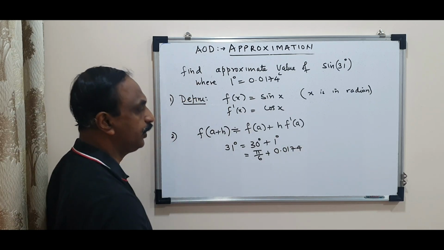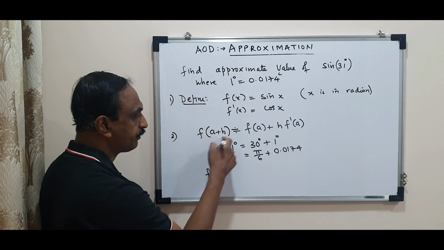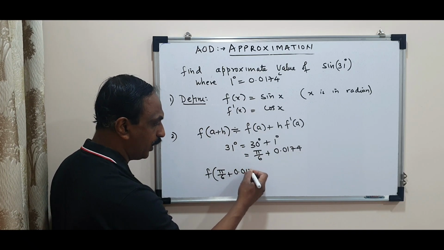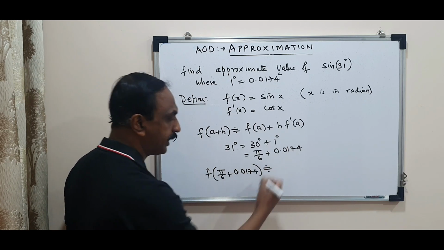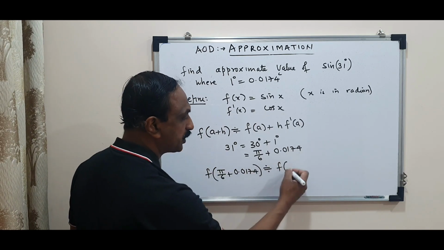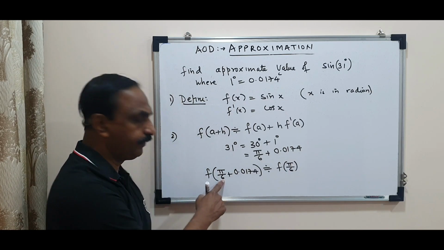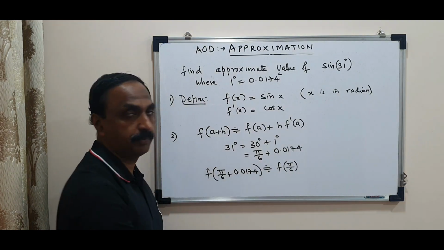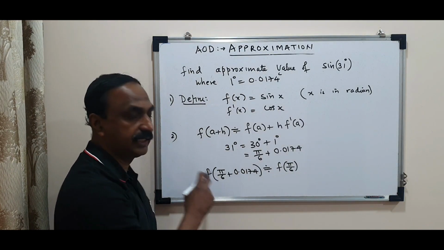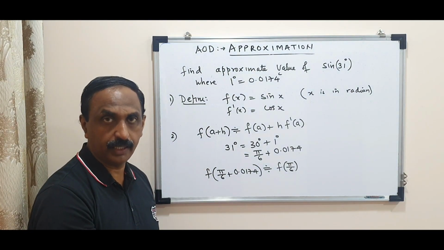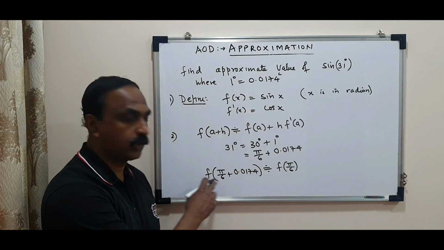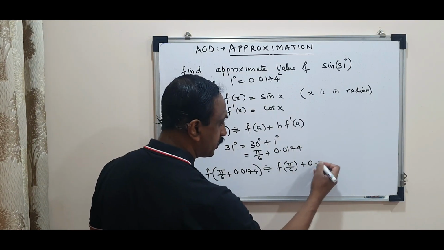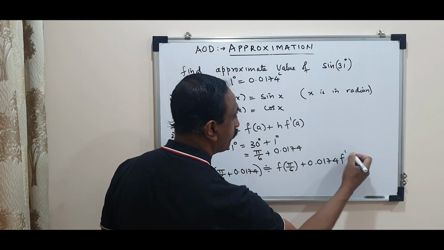0.0174. So now I can write, instead of 31 degrees, this. F of pi by 6 plus 0.0174 is approximately equal to f of a, the special angle, f of pi by 6. Always you need to have the special angle, otherwise you cannot find the value of f of pi by 6. So 31 degrees is near 30 degrees. 30 degrees is converted to radians, so that's how you got pi by 6. So f of pi by 6 plus 0.0174 into f dash of pi by 6.